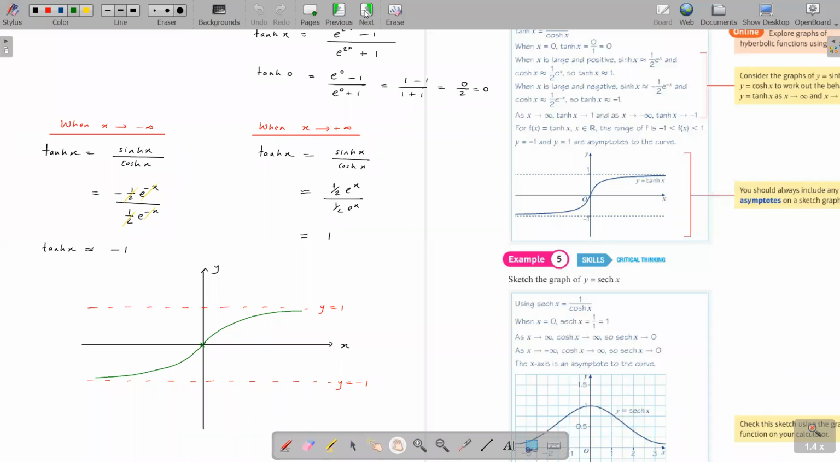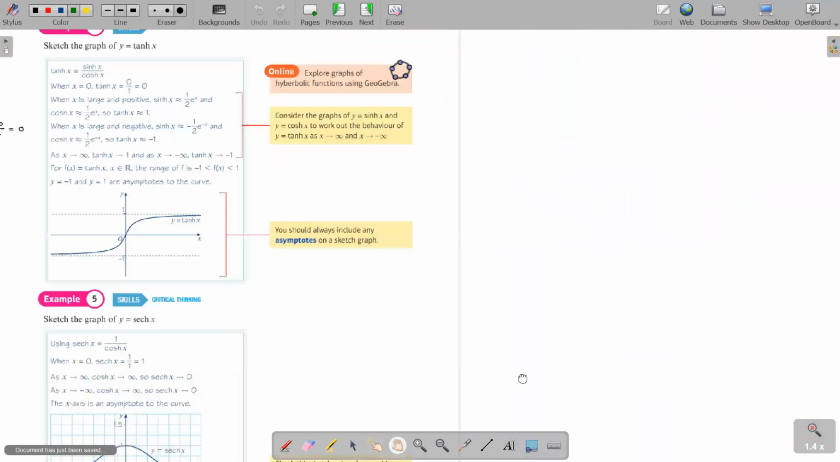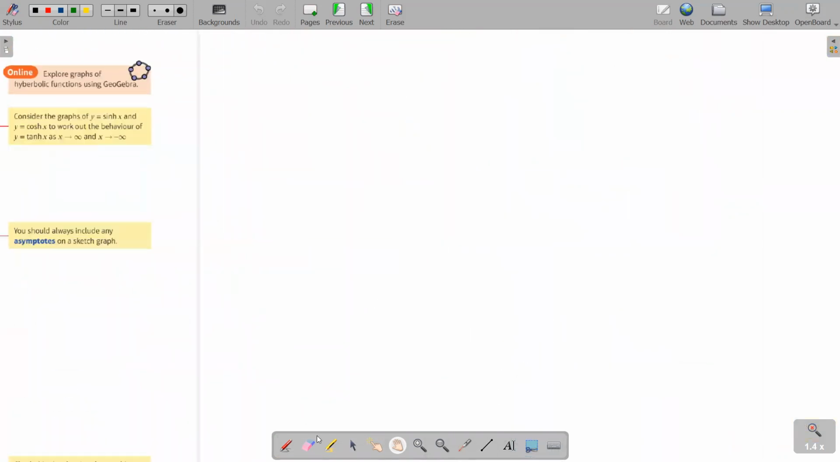Okay, so now the next thing we need to do here is go for the graphs of sech x, cosech x, and coth x. You need to know how to sketch these graphs. Okay, so guys, let's go for it. Let's go for the graph of y equals sech x.